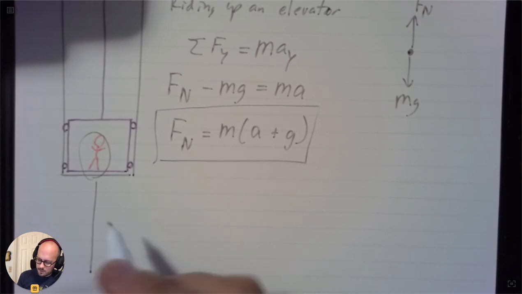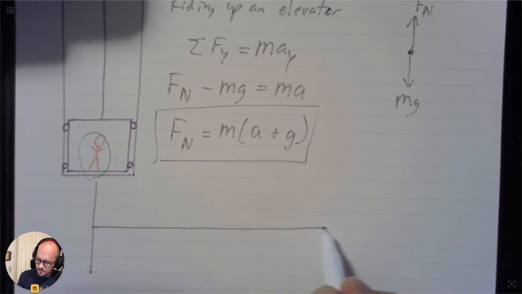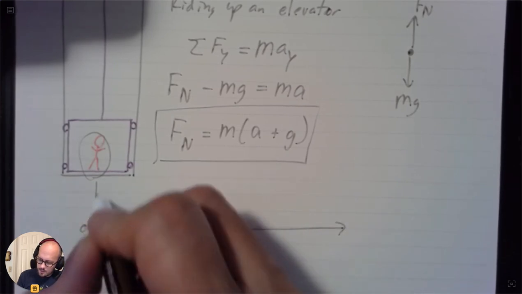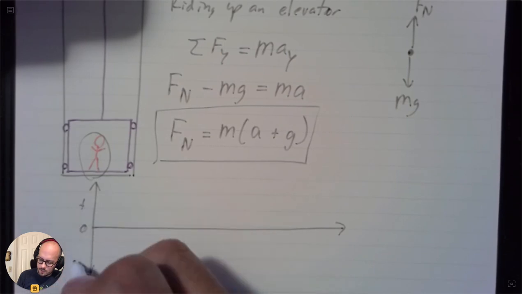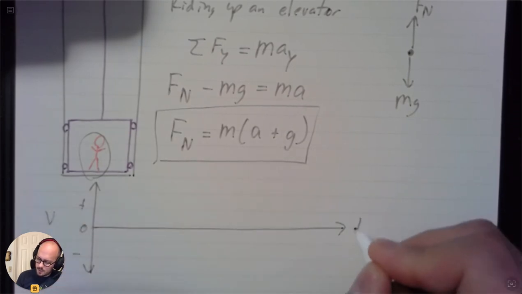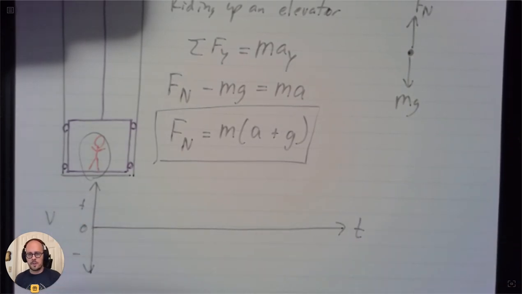And I'm going to draw this like this, so that you can see kind of the entire ride of an elevator. So positive and negative. This is velocity, this is time. So if we think about, let's say, a round trip on an elevator.